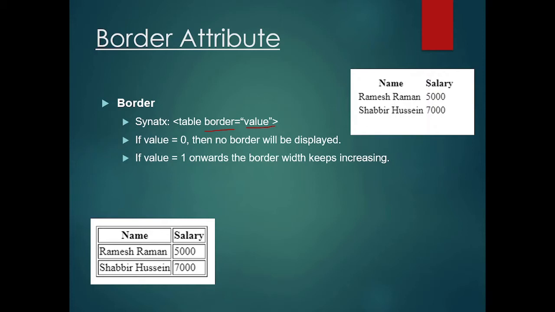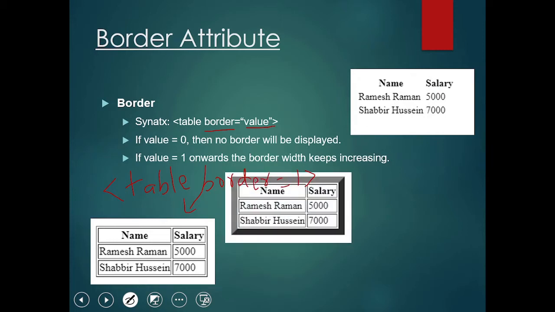So now you have written what? Table border equal to 1. So this is the output that you have got for table border is equal to 1.